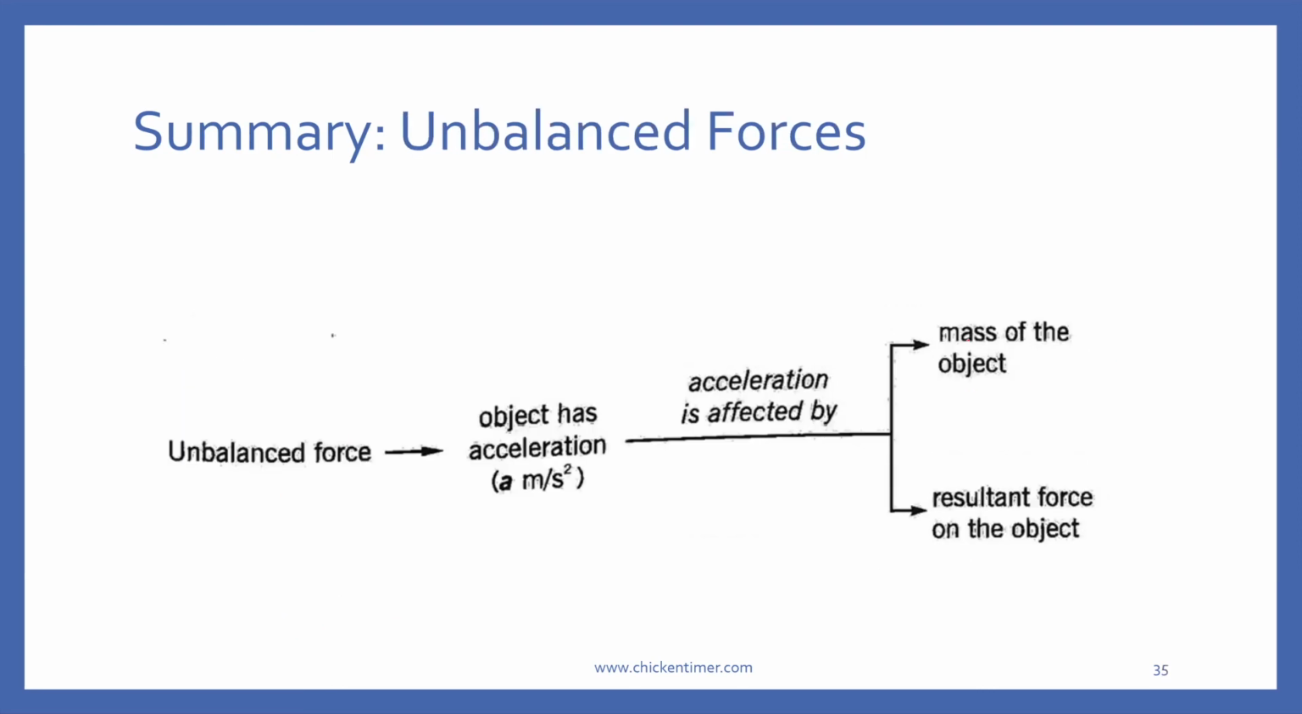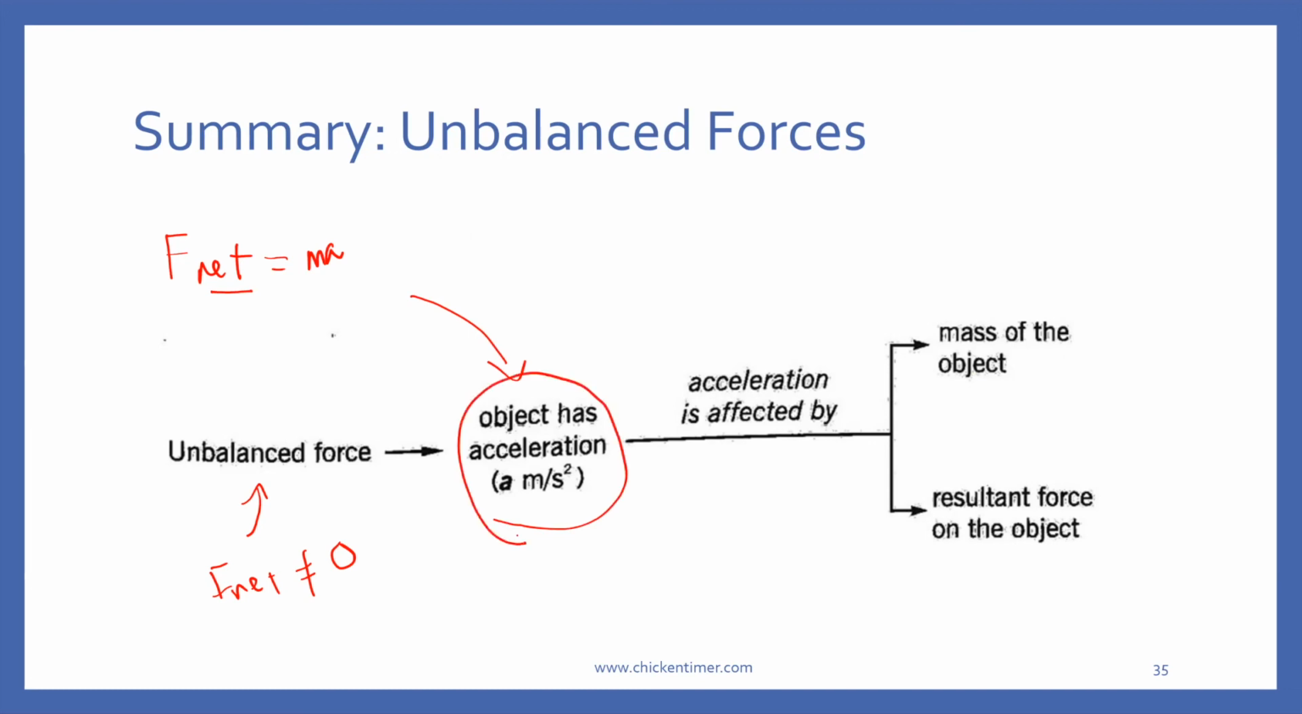Then there's another one, which is unbalanced forces. Unbalanced forces means the resultant force is not 0. If it's not 0, we know this, we repeat this over and over again, because it is not 0, then you have an acceleration. The acceleration can be affected by the mass of the object, and it can also affect the resultant force, or vice versa. So it's two-way. You have to take note of this one.